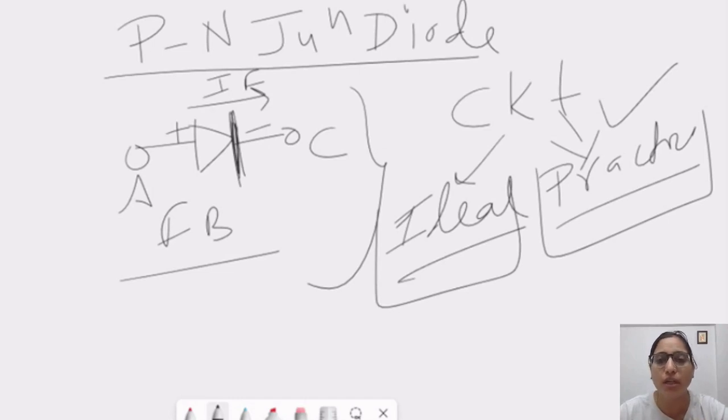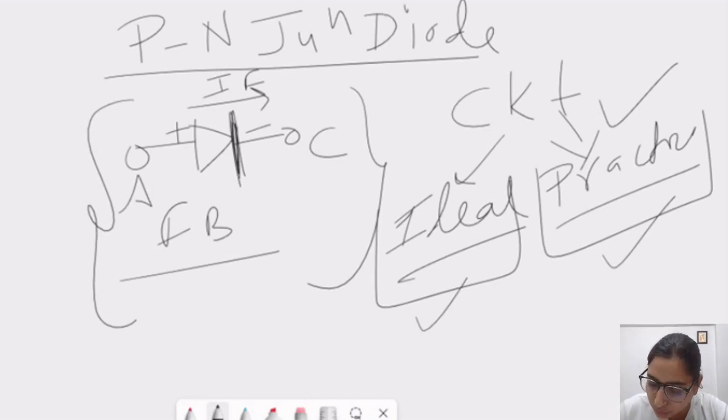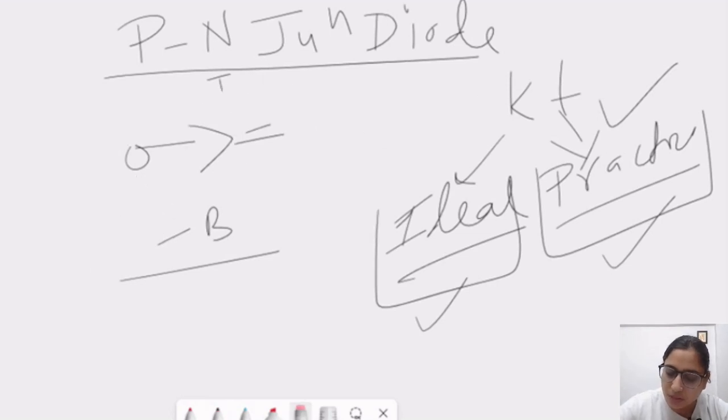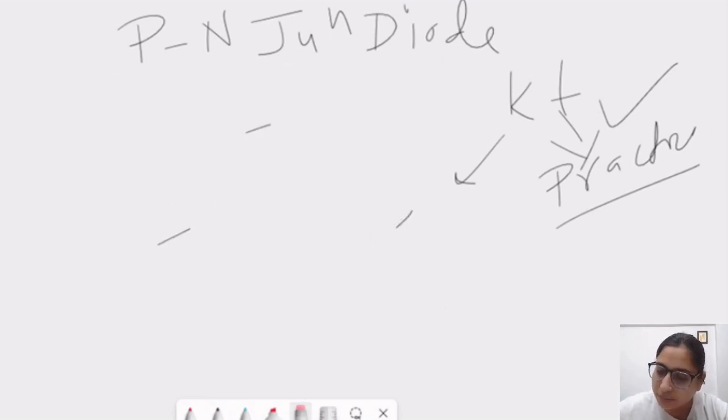So these are the parameters we have to consider, and according to them the changes will occur. Similarly, if I have to study the PN junction circuitry, then we have to know what the ideal and practical conditions of a PN junction diode are. Now let us begin with the ideal condition.